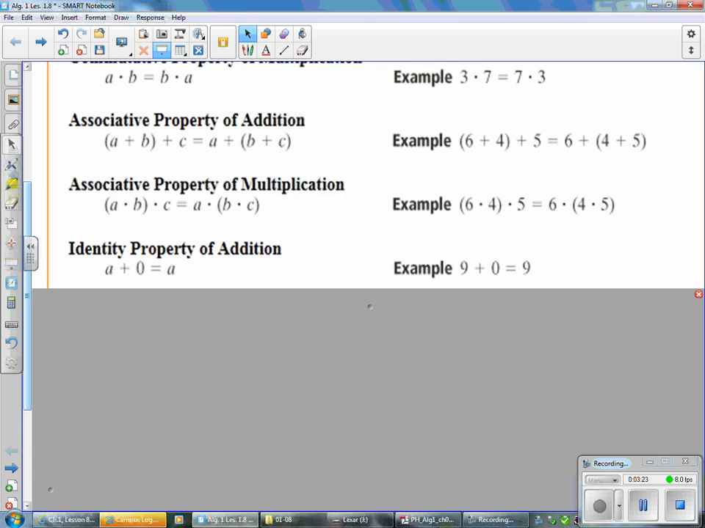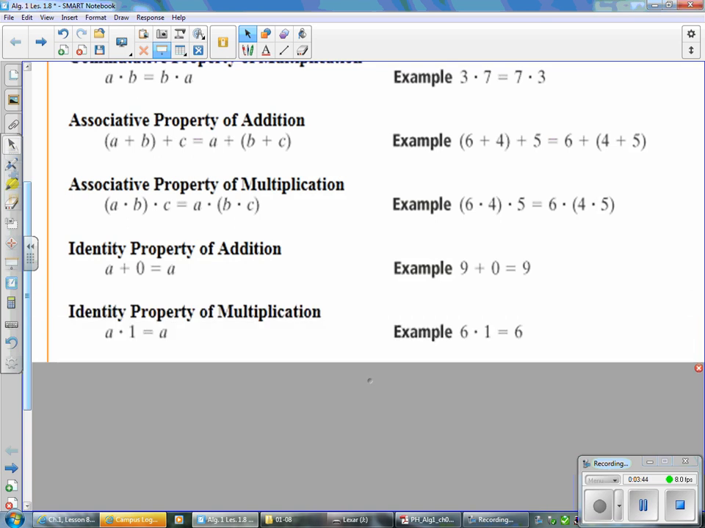Moving on, we have what's called the identity property of addition. Now, the identity is what can I do to something that won't change it. In this case, the identity for adding is 0. So I can go A plus 0, and it's going to stay A. It's not going to change it at all. I can add 0 all day long, and it's going to stay that same value. If I had 9 and I add 0 to it, it still stays 9. That's the identity property of addition.